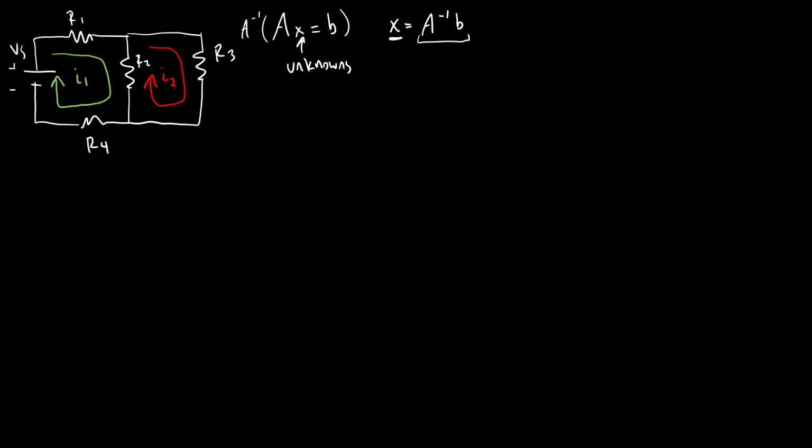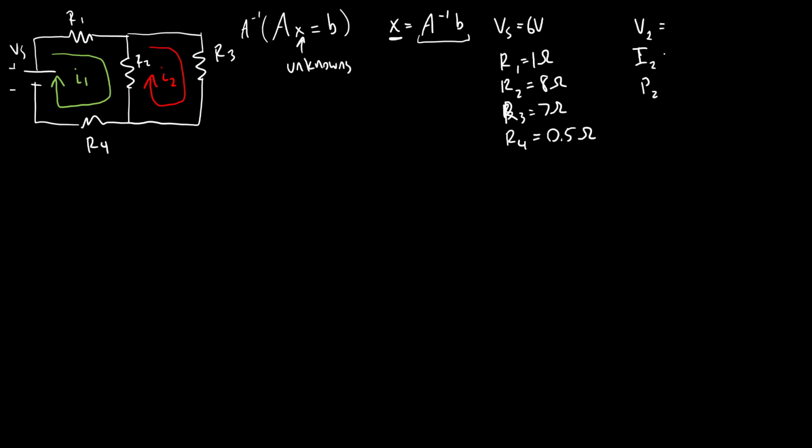That gives you all of your unknowns at once, which again avoids that whole process of going through a bunch of calculations by hand and solving for them one at a time like we saw in the previous video. So what we're going to do here is have our same set of knowns from the previous video, which I'm going to copy over. We have Vs equals 6 volts, and then the 4 resistor values. R1 equals 1 ohm, R2 equals 8 ohms, R3 equals 7 ohms, and R4 equals 0.5 ohms. And we are being asked to solve for all of the parameters for R2. So we want V2, I2, and P2.